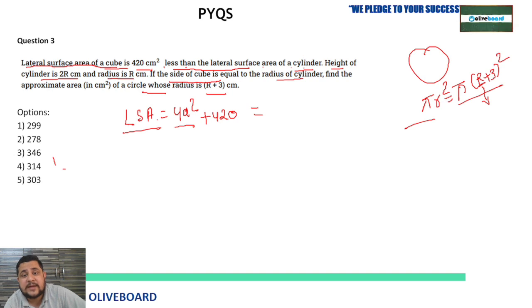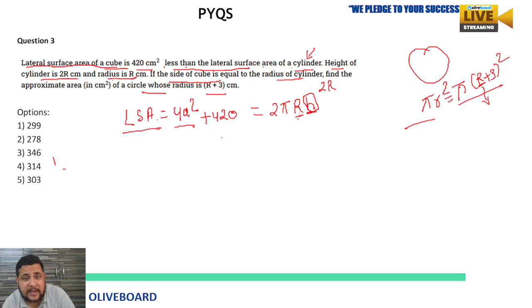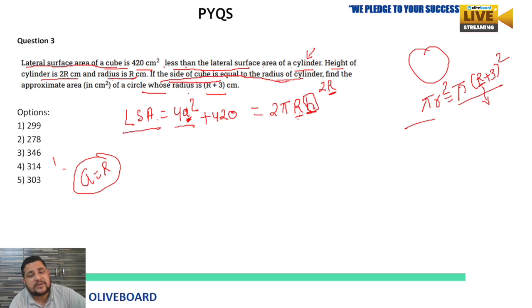So the lateral surface area of the cylinder is how much? That is 2 pi r h. Why am I putting this capital R? Because they have given us that the height of the cylinder is 2r and the radius is capital R, so that's why I put capital R here. Now the radius is capital R and the value of h is also 2r, so you can put that. And one more thing is given, by which we can determine the value of capital R. The value of a we also don't know, but one thing is given: this a represents the side of the cube and that is equal to the radius of the cylinder, meaning a is equal to R. Read this line: if the side of the cube is equal to the radius of the cylinder.